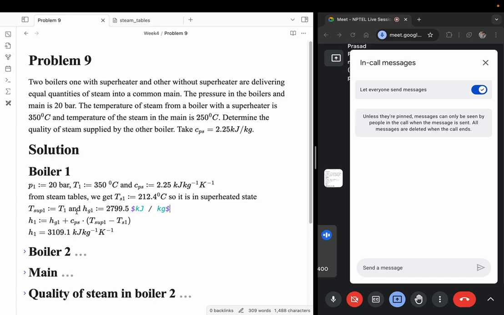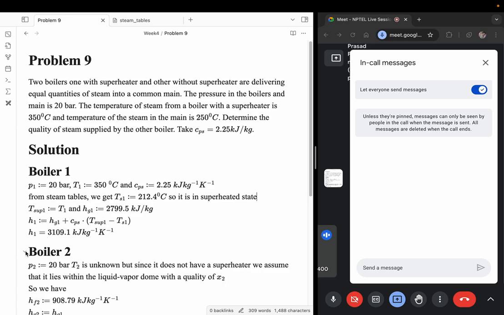So how do I calculate the enthalpy at the superheated state? I know my initial temperature. The first thing is to determine the total enthalpy. I need to consider the enthalpy at the saturated gas state, plus the temperature change from the saturated state to the superheated state multiplied by the specific heat. So your specific heat is essentially dH by dT, where dH is H1 minus Hg1, and dT is T superheated minus T saturated. From there you can calculate the enthalpy for the first boiler.